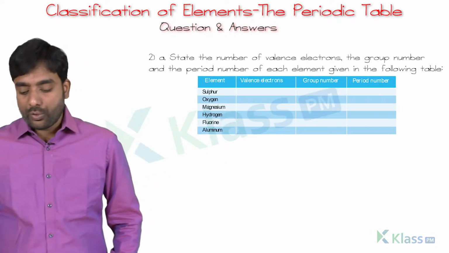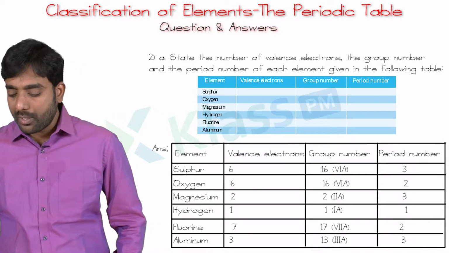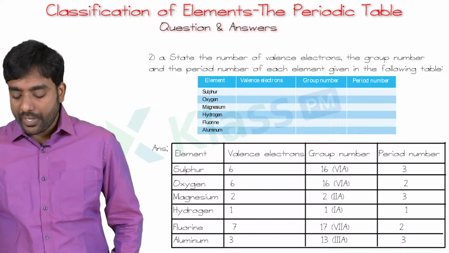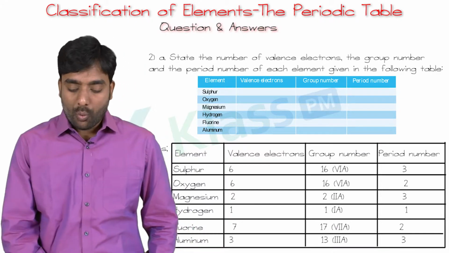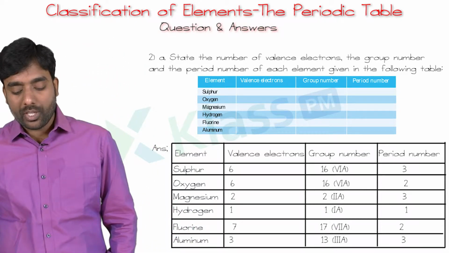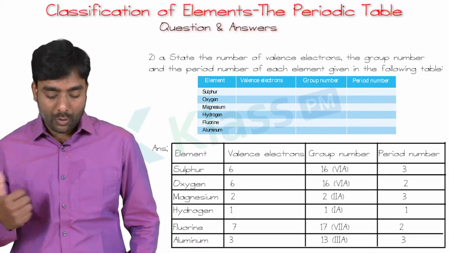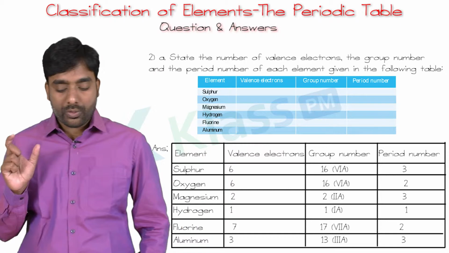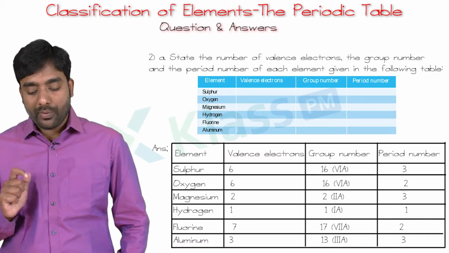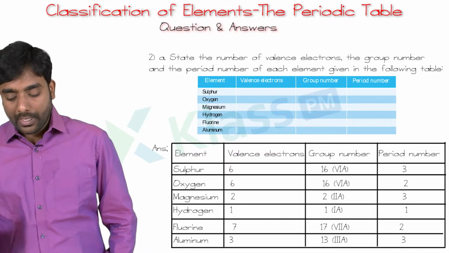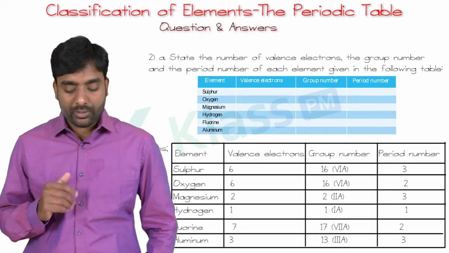And the next question, state the number of valence electrons, the group number and the period number of each element given in the following table. Another table is given. In the table, the first column has the element name. They are given sulfur, oxygen, magnesium, hydrogen, fluorine and aluminium. In the second column we have to write the number of valence electrons of that particular element. In the group number we have to write which group it belongs to, and in the period number we have to write which period that particular element belongs to. Let's take one after the other.